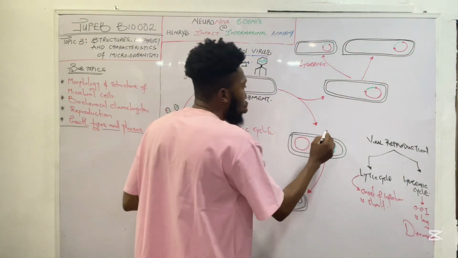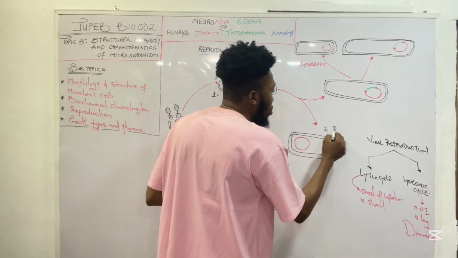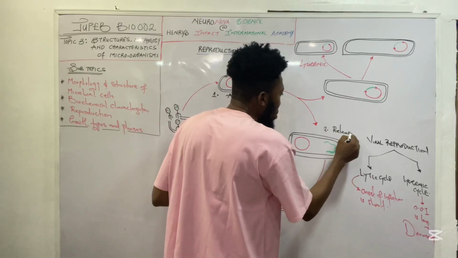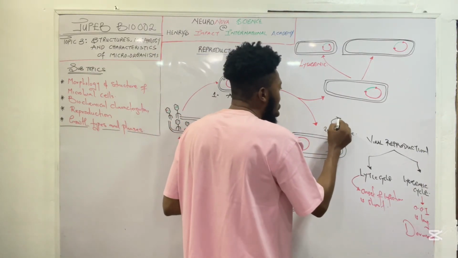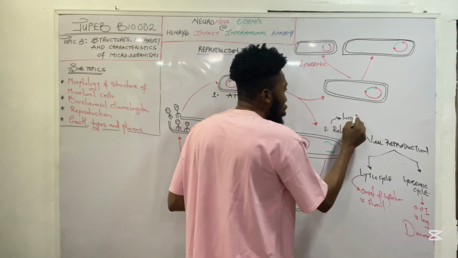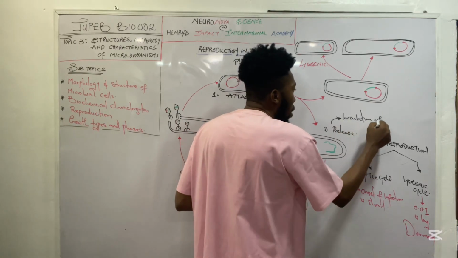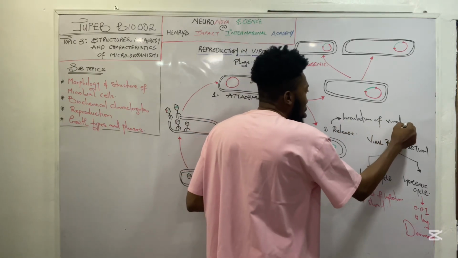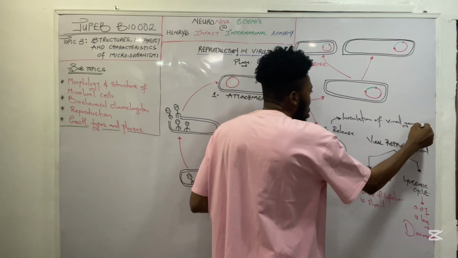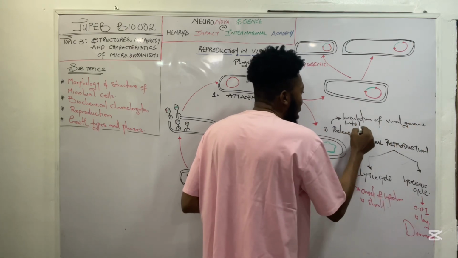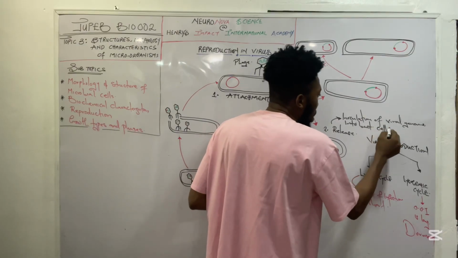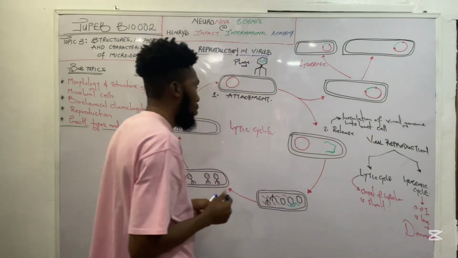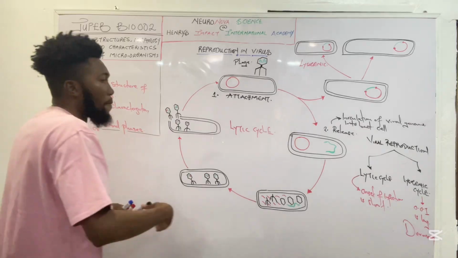Step 2 is the one that we call release. That's the point where there is inoculation, the inoculation of the viral genome into the bacterial cell, or you can say into the bacterial cytoplasm. So that's what happened there.